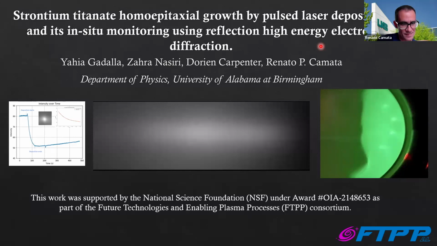Thank you, Dr. Kamada. So yes, as he said, we've been working on the homoepitaxial growth of strontium titanate. I've provided 3 pictures on the title screen of different diffraction patterns from the RHEED and the data we get. I'd also like to take a moment to acknowledge our funding, the National Science Foundation, and we are part of the Future Technologies and Enabling of Plasma Processes Consortium. But let's get started.